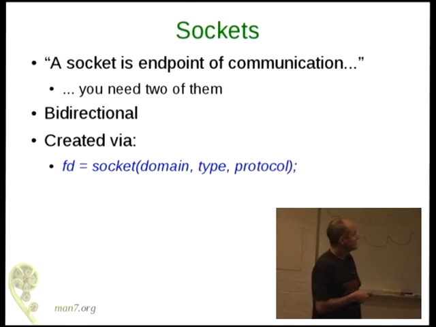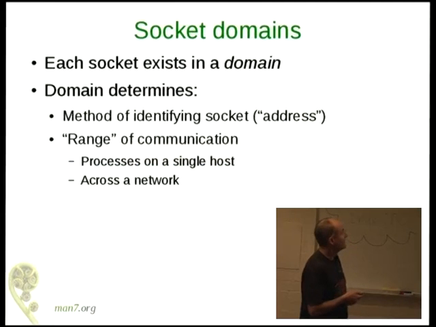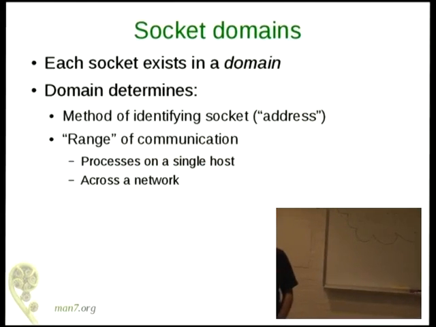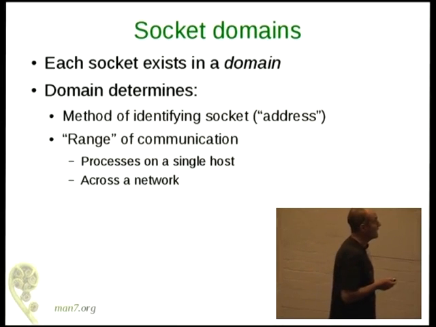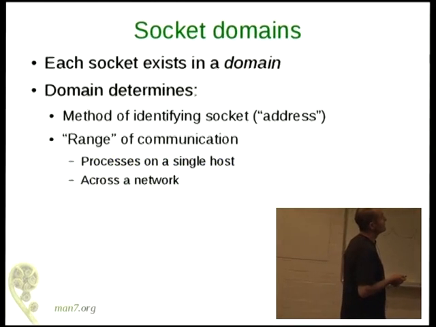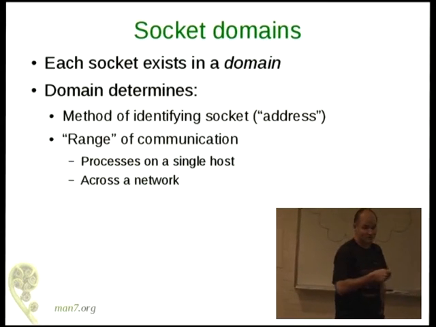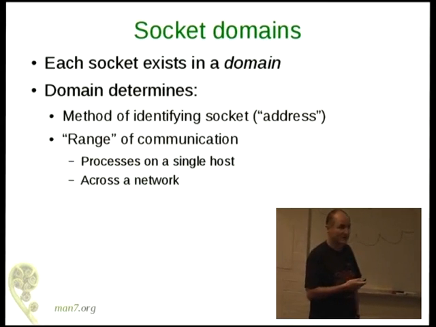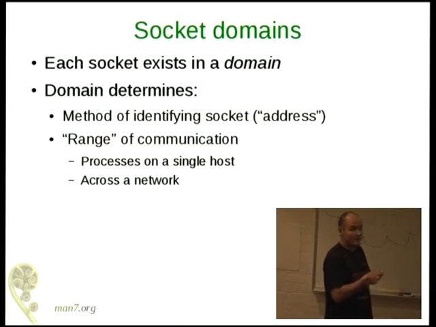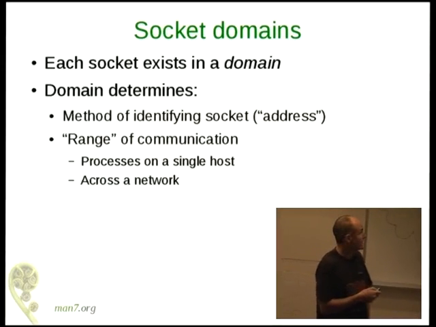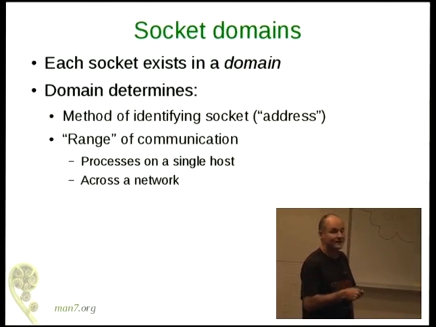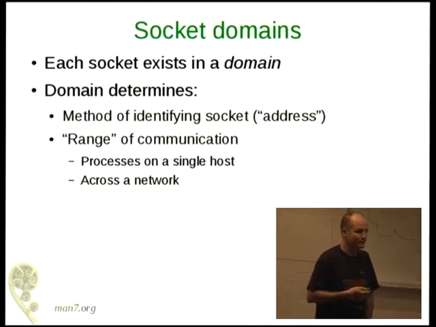So I said there, sockets have a domain and a type. Well, a domain specifies essentially the range of communication for that socket. Is it communication on a single host, or is it communication across a network? That's the thing that's specified by a domain. And coupled with that then is the method of how you're going to identify this socket. It either identifies the socket on a single host, or it identifies the socket in the context of a network.